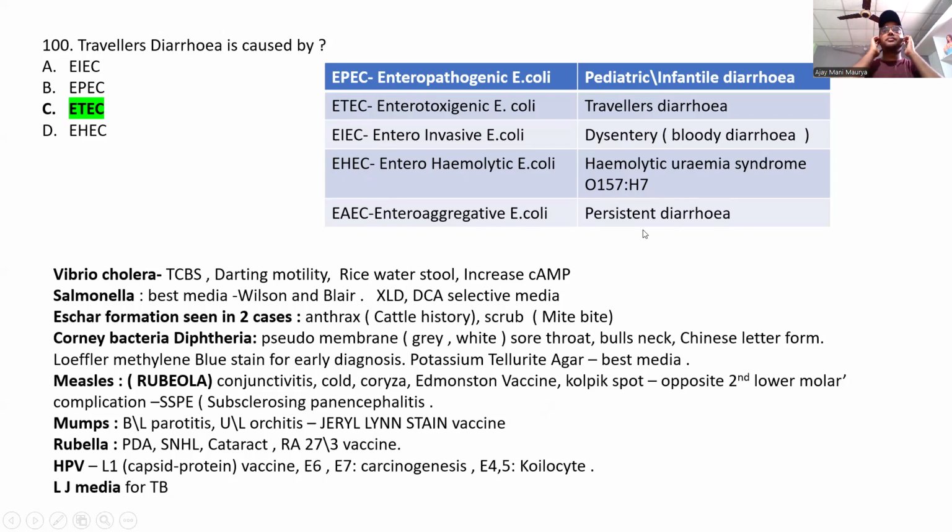Guys, I have some extra marks from microbiology. Please remember Vibrio cholerae: TCBS is the media, darting motility, rice water stool, and the Kanagawa. Salmonella: the best media is Wilson and Blair, and there is also Jello, XLD, which are selective media. Scar formation is seen in 2 cases: anthrax, where they will give a history of cattle, and scrub typhus, where they will give a history of a mite bite. Please remember this one, guys.